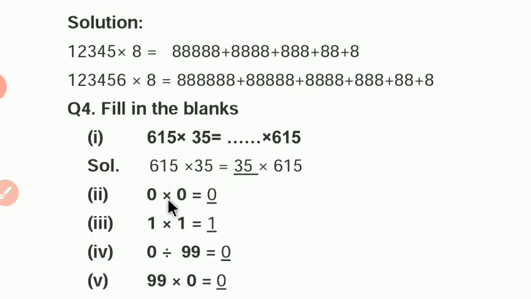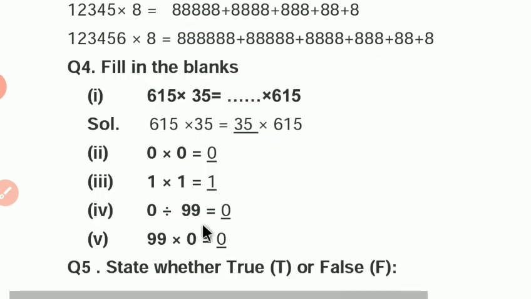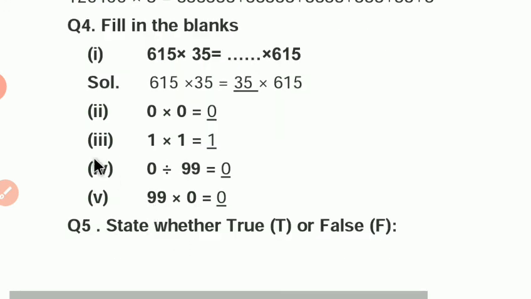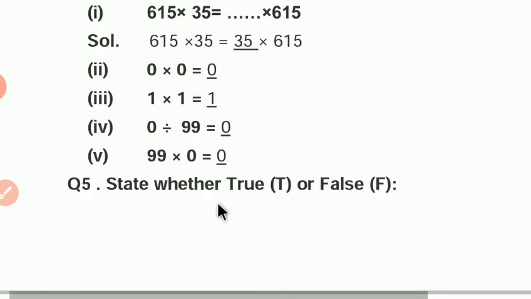Second one, 0 into 0. If you multiply 0 by 0, what will be the answer? 0. 1 into 1. If you multiply 1 by 1, the answer is 1, ones are 1. 0 divided by 99. We know that according to the properties of division of numbers, if we divide 0 by any number, the answer is 0. Then 99 into 0. We know that if we multiply any number by 0, the answer is 0 only.